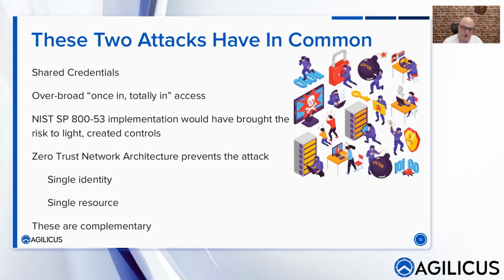If they had implemented zero trust, they wouldn't have happened either, because they would have had a technology that prevented the attack, they would have had a single identity per user, a single resource, and the blast radius would have been reduced, etc. These are complementary things. They could have done either one, or they could do both. It's better if they do both. If they do either one, they're still better ahead.